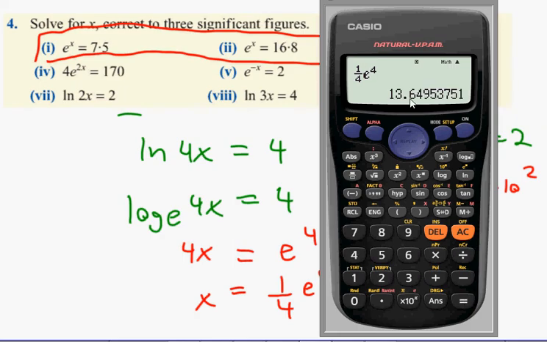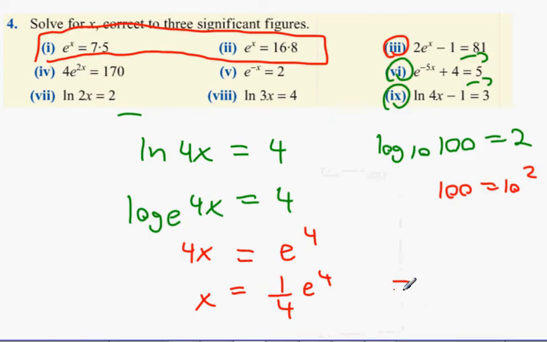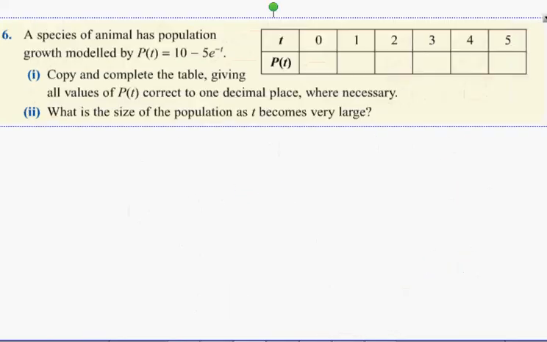Now 3 significant figures means that I have to round that off. See the 6, 4, 9? That can catch you out. Because you round off to 6, 5, then you round up to 7. But it should be 13.6. Okay guys, that's question 4 done.